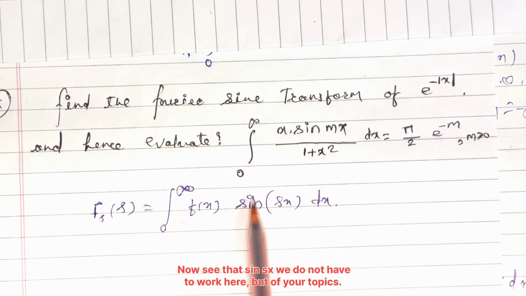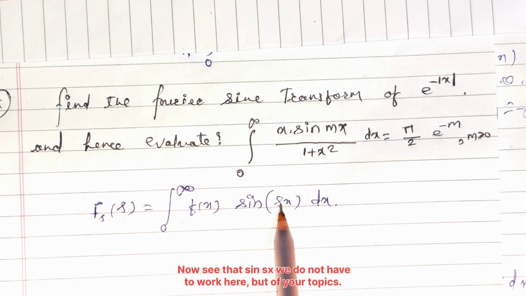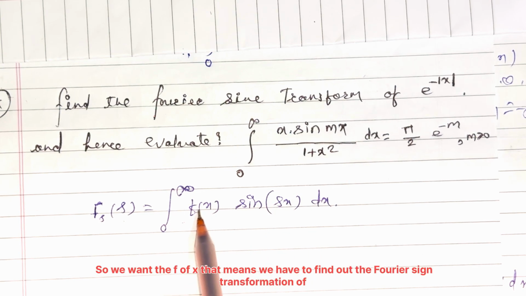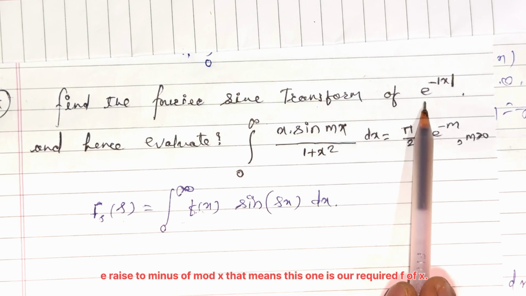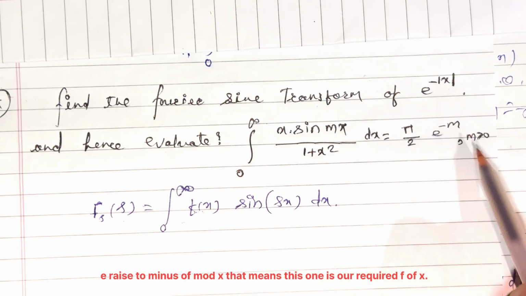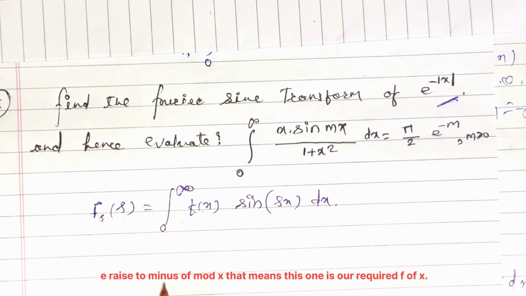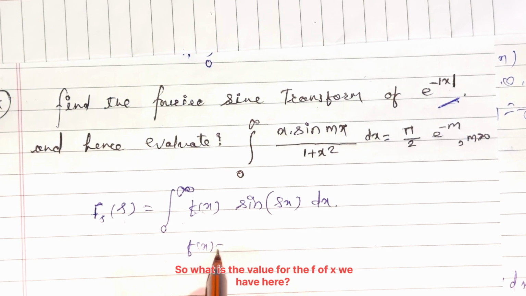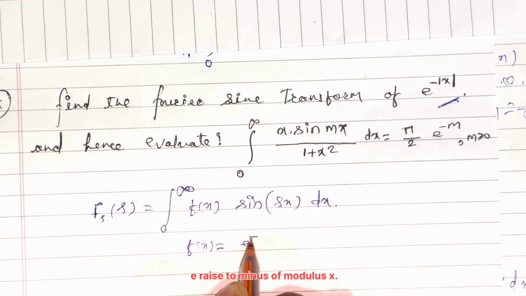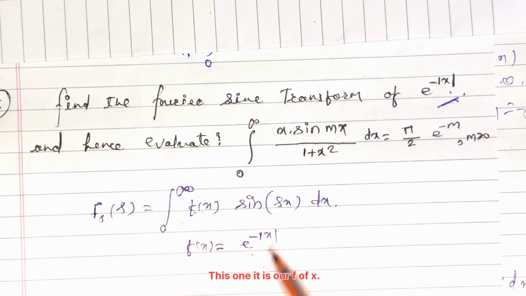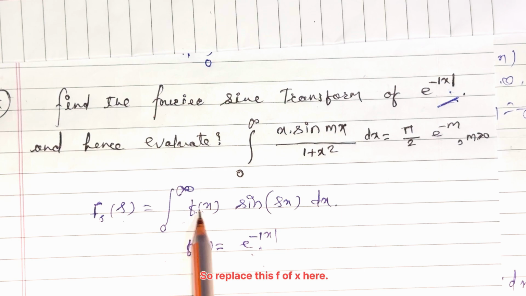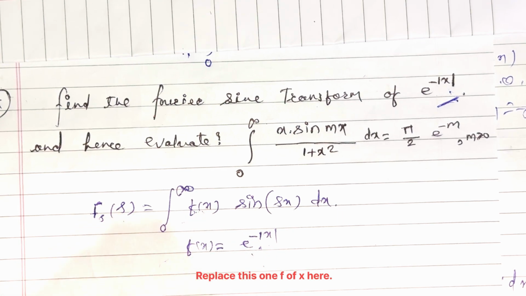Now, for sine sx we don't have to work anything here, but we need f of x. That means we have to find the Fourier sine transformation of e raised to minus of mod x. So this is our required f of x. What is the value of f of x we have here? e raised to minus of modulus x. This is our f of x, so replace f of x here.